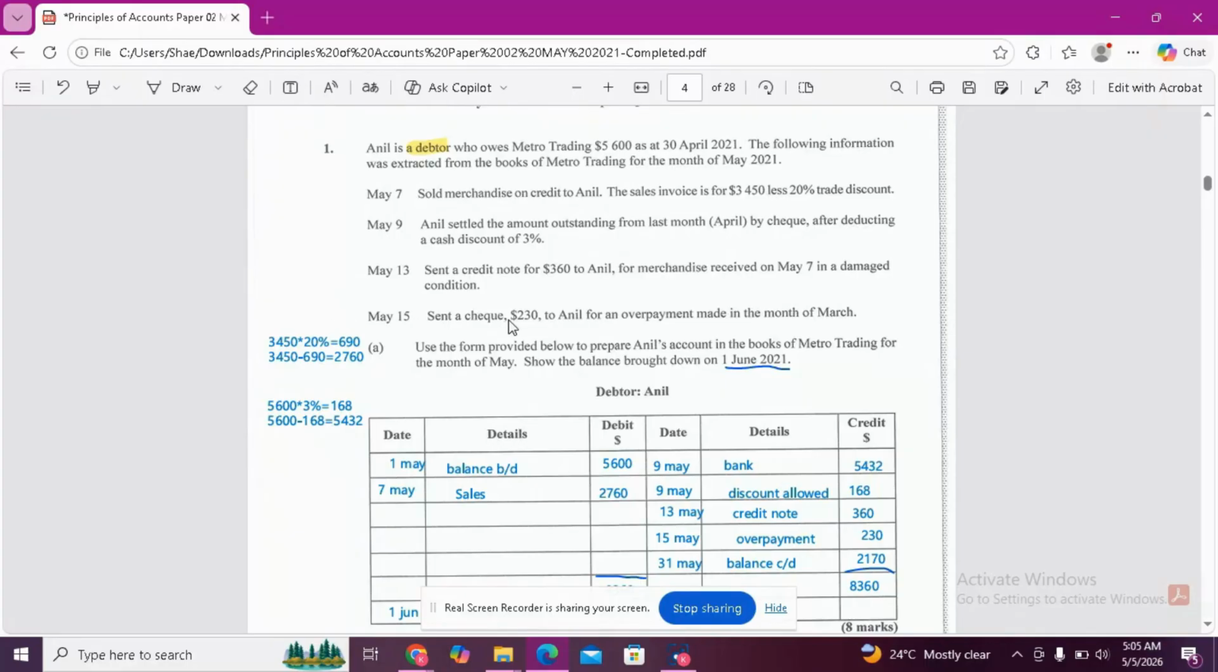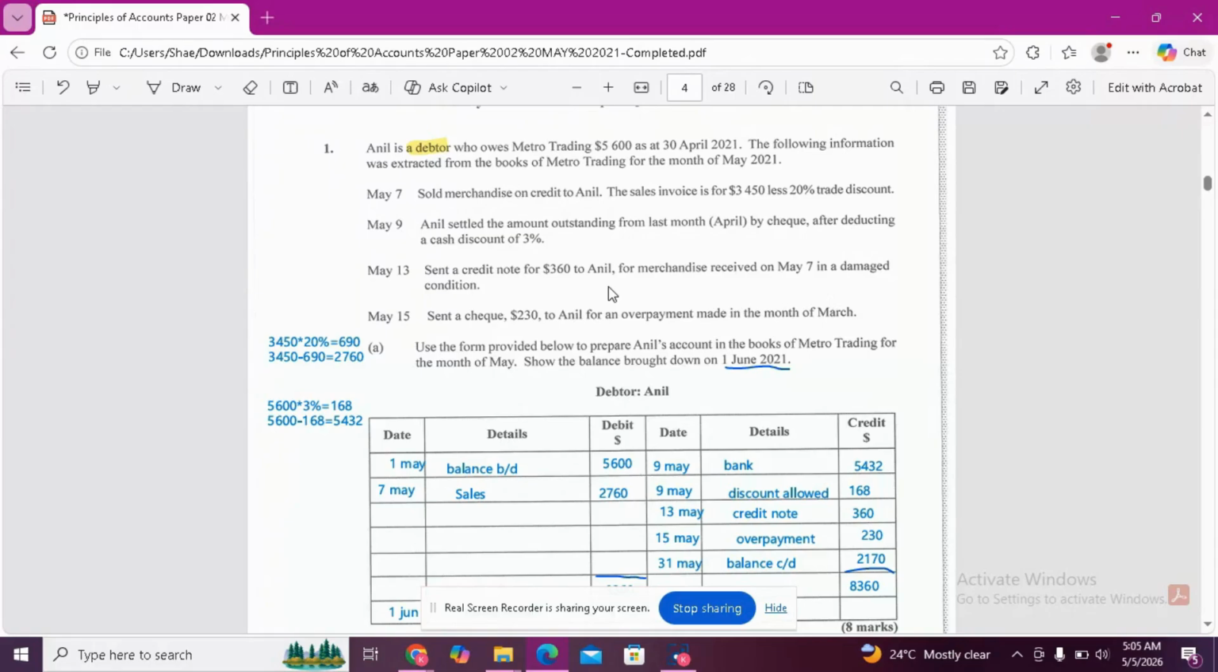Now on the 13th, we sent a credit note for 360 to Anil for merchandise purchased on May 7 in a damaged condition. So this is also going to reduce Anil's account because we're saying that we're not going to collect for the goods that were damaged. And therefore, we put this on the credit side of her account.